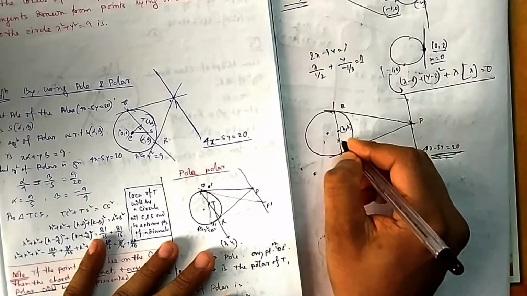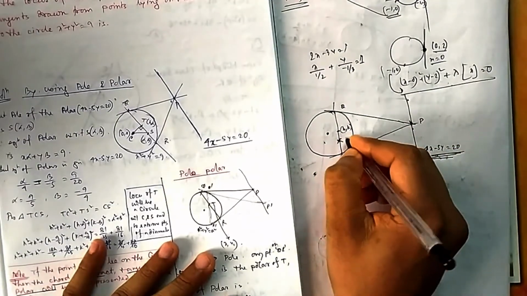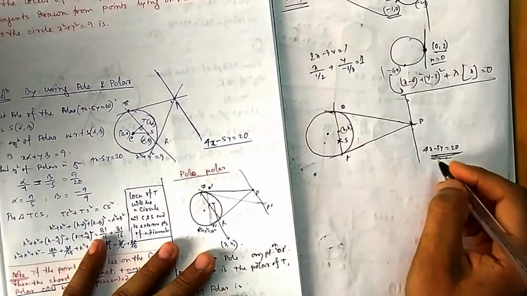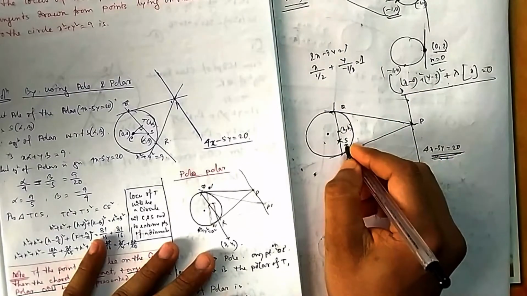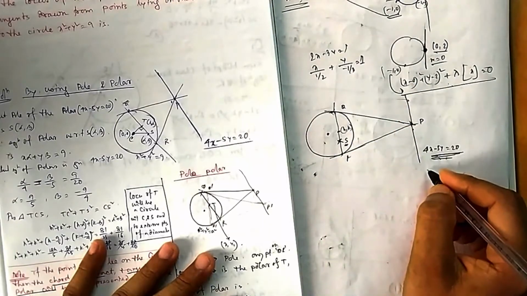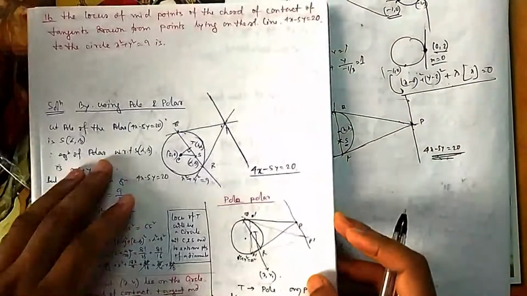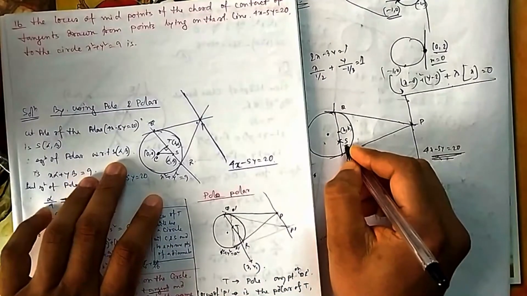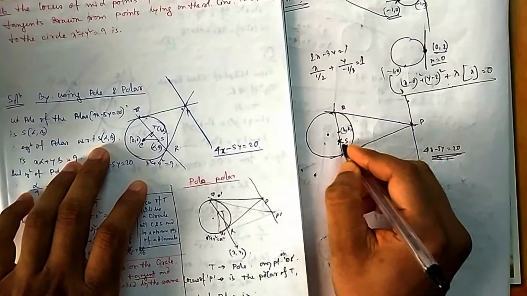So it should be somewhere here. Because from here, if you draw a line, it will cut it here, and then these two are meeting here. So obviously S should be the pole of this polar, so you can use this concept. So the equation of the polar of this one: if you know the pole, S is the pole.